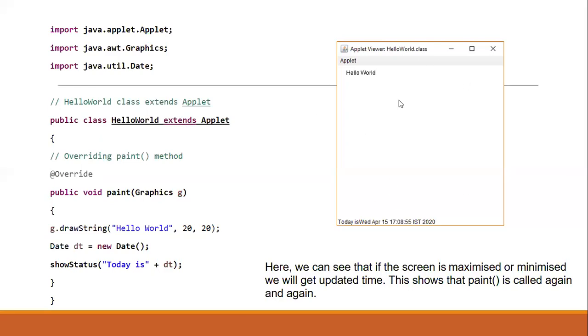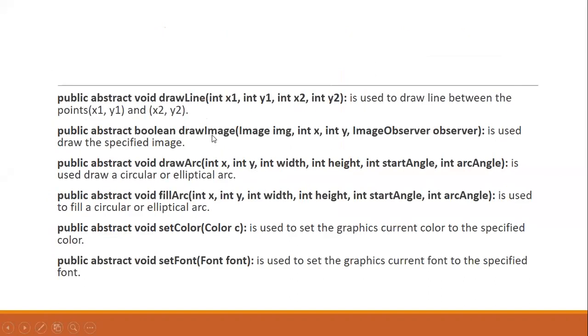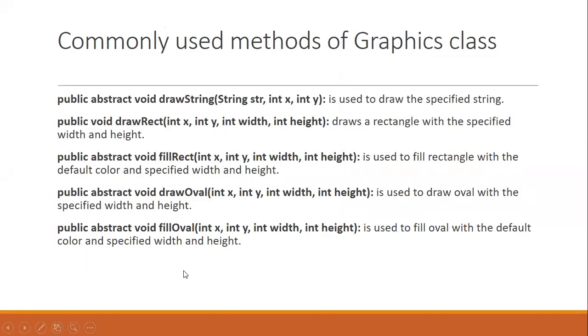The first one, what we have created, we have just added the date and show status. The next one is, as I told you, there are many commonly used methods in the graphics class like draw string, draw rectangle, fill rectangle, draw oval, fill oval, draw line. Even you can draw the image. You can try for this. Draw arc, fill arc, set color and set font. So these are the various abstract methods which are present. Some are abstract, one or two are non-abstract. Most of them are abstract methods present in the graphics class.